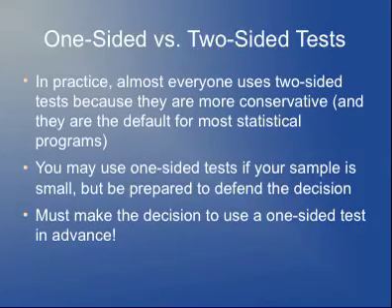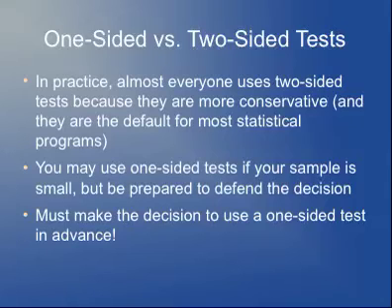Why we use two-sided tests is that it's a lot more conservative than a one-sided test, and almost all of the time you'll be using a two-sided test. You see that a lot in research. In studies that you've read, they state the p-value and then a confidence interval, which is generated from a two-sided test. But you can use a one-sided test if your sample is small, but you have to be able to defend that decision.